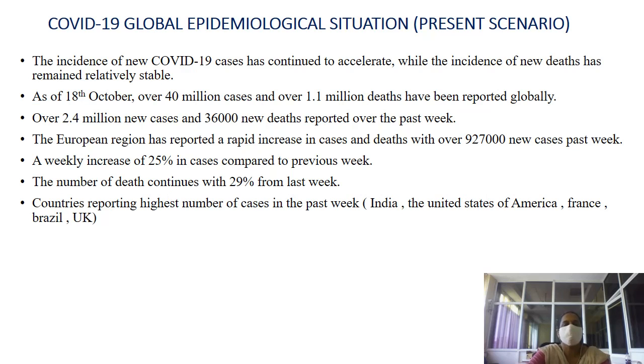Coming to the global epidemiological situation in the present scenario. The incidence of new COVID-19 cases has continued to accelerate while the incidence of new deaths has remained relatively stable. As on 18th October, over 40 million cases and over 1.1 million deaths have been reported globally. This is data of 18th October 2020. 2.4 million new cases and 36,000 new deaths were reported over the past week.